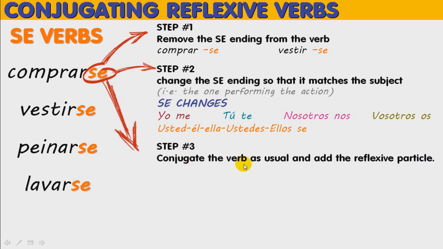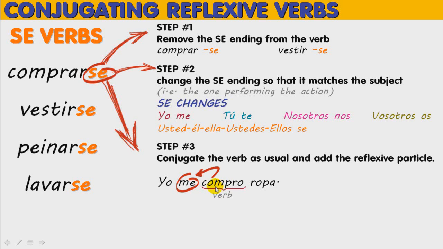Step number 3, we conjugate the verb as usual and add the reflexive particle. For example, if I want to say, I buy clothes for myself, first I have the verb comprar, I separated the se, then I have to change the ending, this se that I have here, so that it matches the subject. In this case I'm saying yo, so for yo it is me. And then we conjugate the verb as usual. The verb comprar in the present is I buy, yo compro.